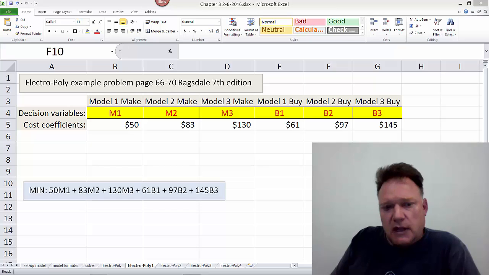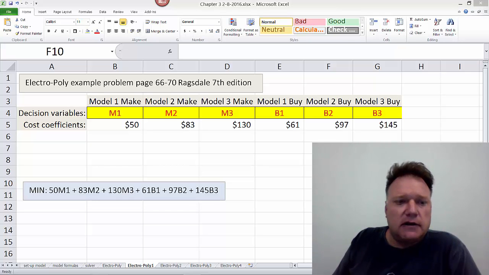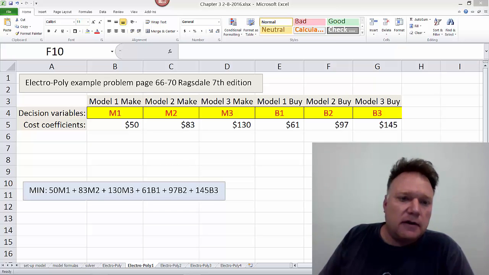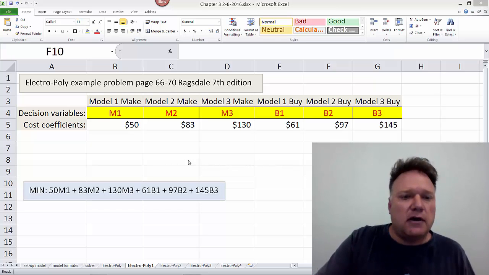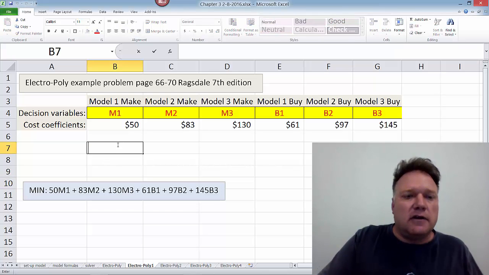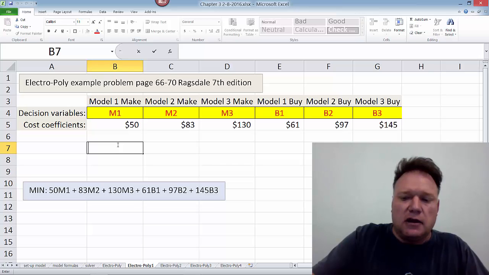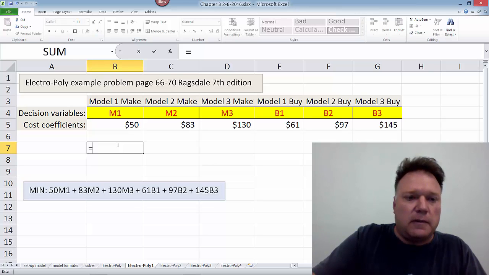So in the box below, I've got in blue here, I've got the objective function. It's minimize 50 times M1 plus 83 times M2 plus 130 times M3 and so on. So if I want to do this, let's call this the objective function here. Let's put the formula in, equals 50 right here, B5 times M1.